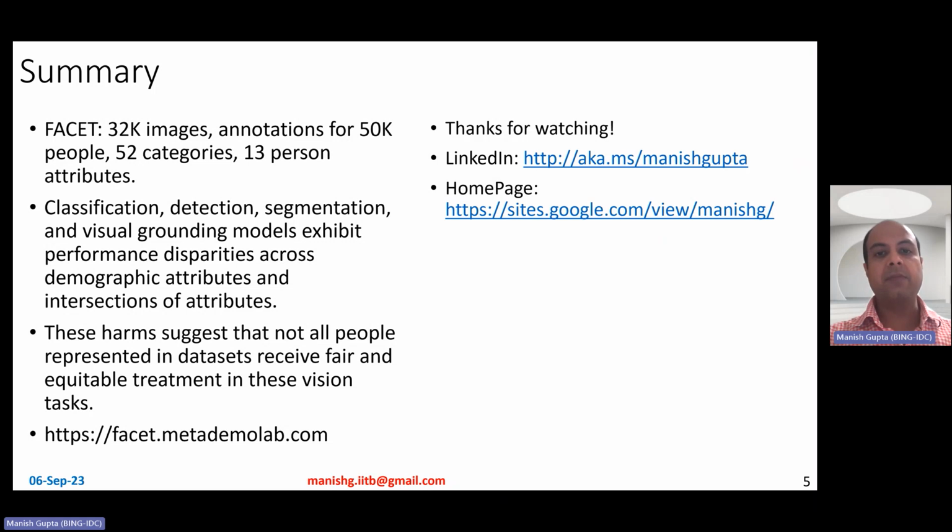So we did discuss some of the disparities in the classification, detection, segmentation, visual grounding tasks. They do exhibit performance disparities across demographic attributes and intersections of attributes. These harms unfortunately suggest that not all people represented in the datasets receive fair and equitable treatment for these vision tasks. The dataset is publicly available here.